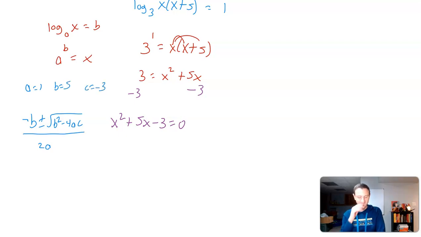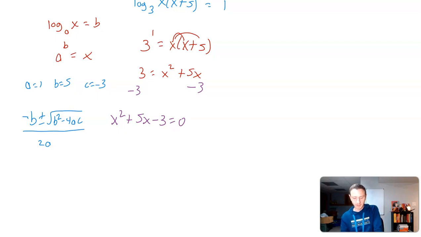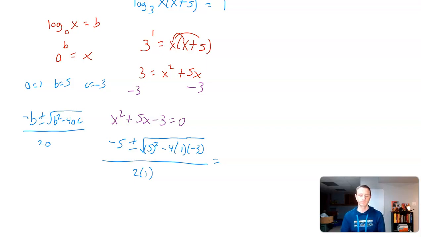So let's just put everything into place. Negative b, negative 5, plus or minus the square root of 5 squared minus 4 times the a value of 1 times the c value of negative 3, all over 2 times 1. Let's see how this breaks down. On the left side it's negative 5, because that was the opposite of b. b was positive 5, so it becomes negative 5.